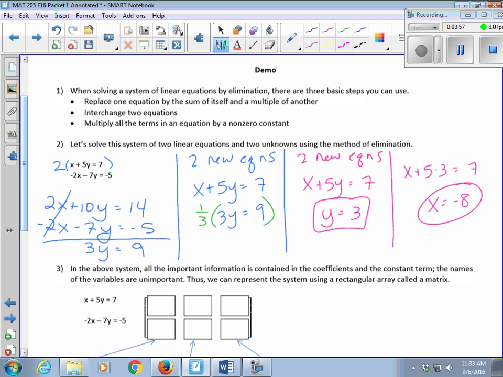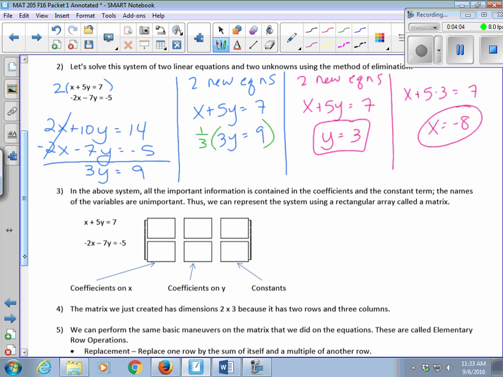So everybody's seen this before, right? You know how to solve two equations, two unknowns. All right. So in that equation, all the important information is contained in the coefficients and the constant term. The name of the variables is completely unimportant. X and Y could as easily have been A and B, right?